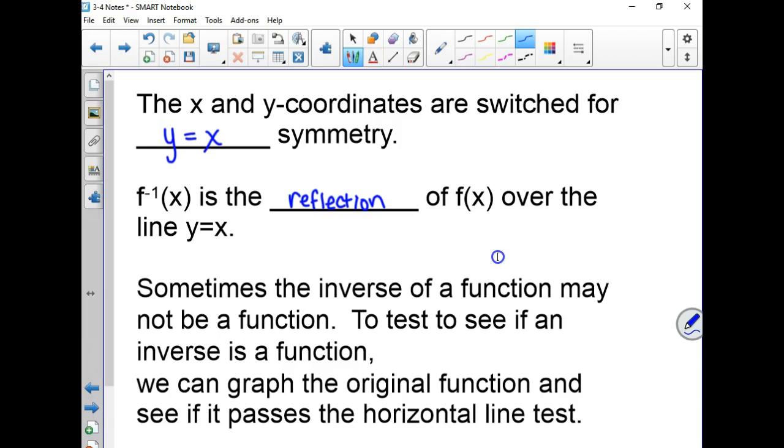Okay, so I told you already that if we get a plus or minus when we're solving these algebraically, that's not a function. If it has a plus or minus, it's not a function, so we don't use that f inverse of x notation. Sometimes our homework is going to ask us to look at the graph and tell whether or not the inverse is a function.